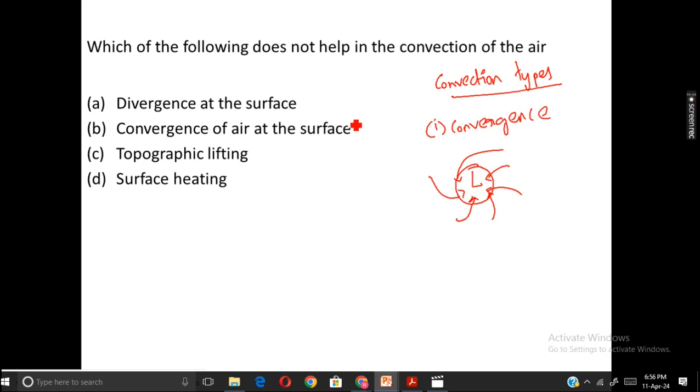This convergence of air at the surface will help in the convection of the air. So this is not the answer. Convergence is a type of convection. If there is convergence, it will lead to rising particles. The air will start converging or accumulating at the surface, then it will rise. So that is convergence. Now the second convection type is Fresnel convergence.